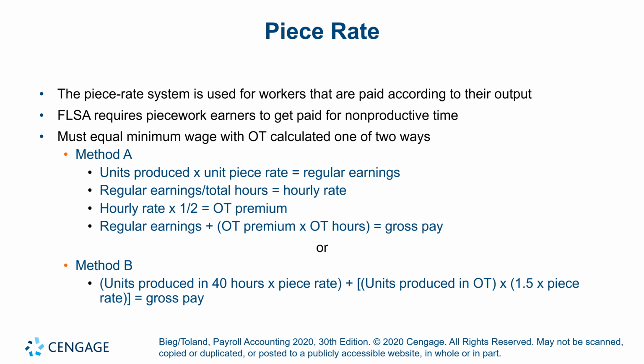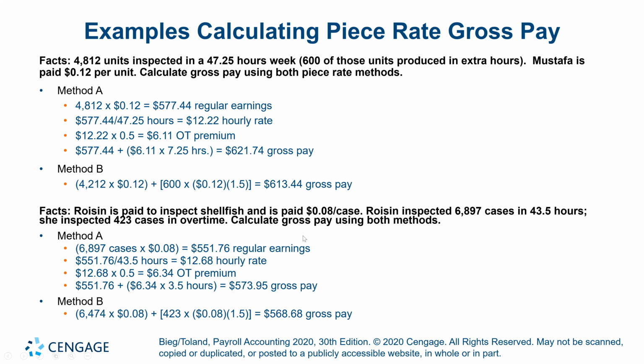With method A, using the numbers they give us in the book, it resulted in $602.39 of gross pay. Method B resulted in $601.70. So, literally just about a 70 cents difference, in the example they gave us anyway. So here are a couple examples using those piece rate calculations.